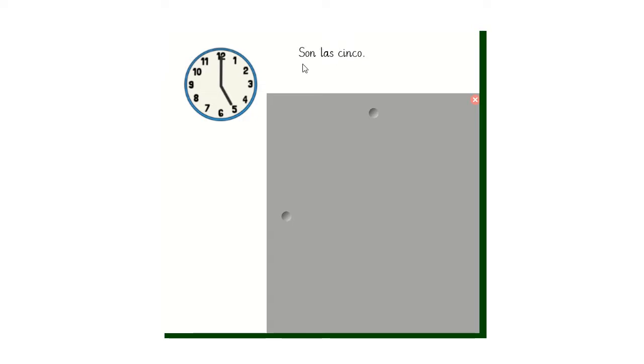The son las tells us what hour it is, or that it is o'clock. And then the cinco is the number. Son las cinco. 5 o'clock. If it were to be 2 o'clock, it would be son las dos, so the number 2. What do you think we would say to say 3 o'clock? Son las tres. Muy bien.